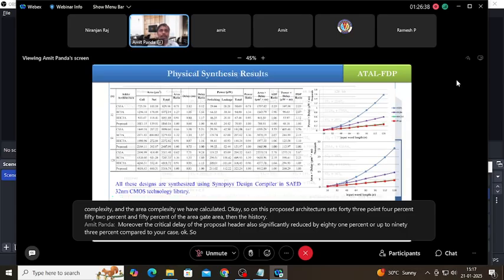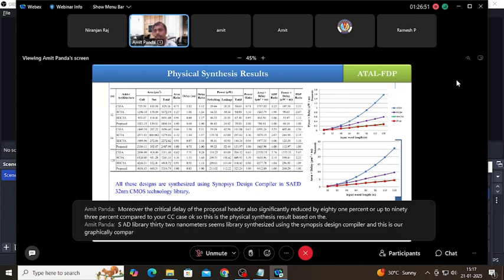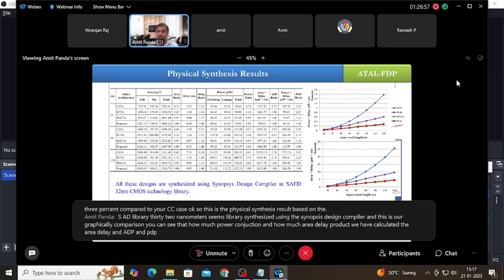So this is the physical synthesis result based on the SAED library, 32 nanometer CMOS library, synthesized using the Synopsys Design Compiler. And this is the graphical comparison. You can see how much power consumption and how much area delay product we have calculated, the ADP and PDP. So ADP and PDP are also better here.